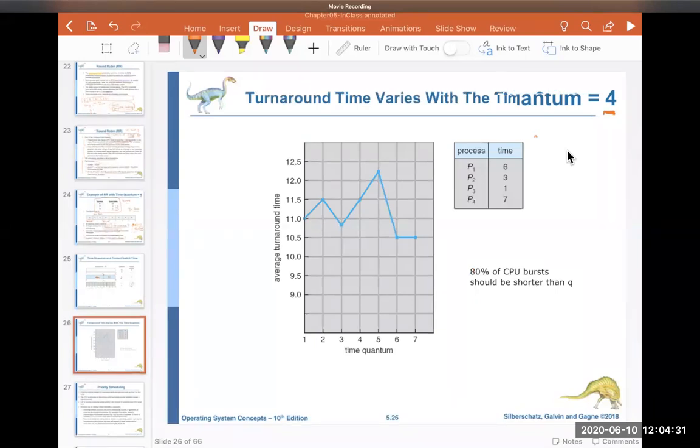So here is a graph which says that the longest process is 6. So 80% of the jobs should be smaller than basically the quantum time. So we can see at quantum size 6 millisecond, the average turnaround time is minimal. So this is the thumb rule that we have to follow for implementing the round robin algorithm.